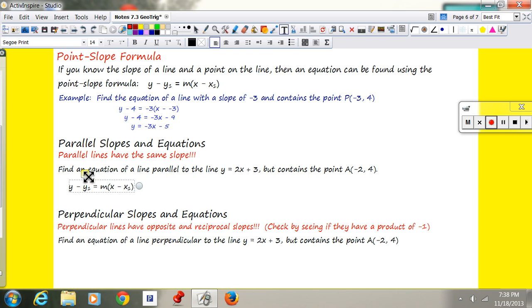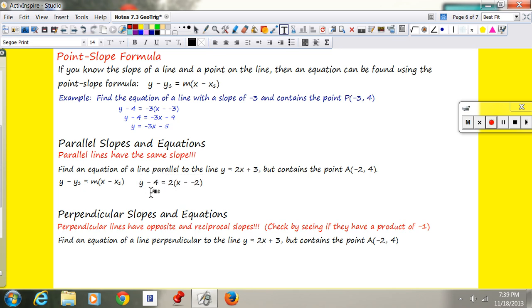I'm going to use the same formula right here, and I'm going to plug in the new point that I have. So y minus the y of my point is 4 here, so y minus 4 equals the m. Well, where's the m? Where's the slope? Well, it's right there. Parallel lines have to be the same slope, so it's going to be a 2. And then it's going to be x minus the x we have here, which is -2. So again, you've got a double negative, so really this is a +2 in here.